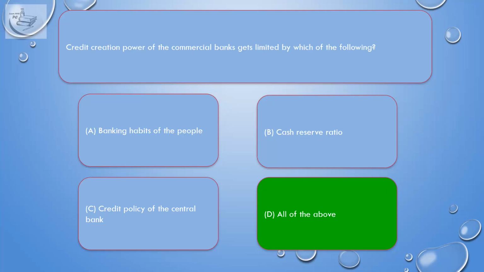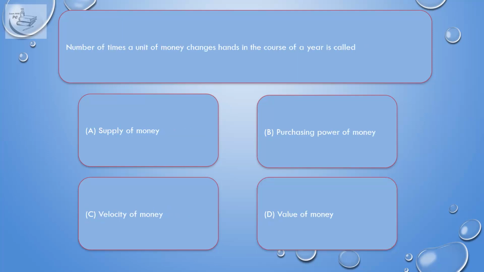Correct answer is D. All of the above. Question: number of times a unit of money changes hands in the course of a year is called A. Supply of money. B. Purchasing power of money. C. Velocity of money. D. Value of money.